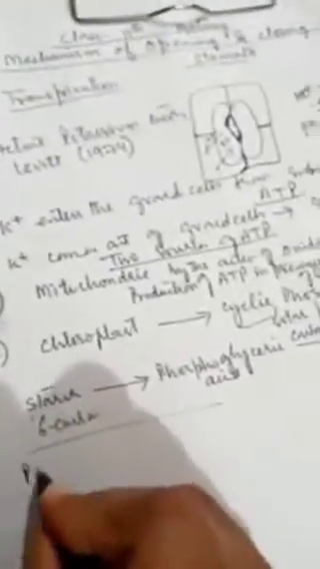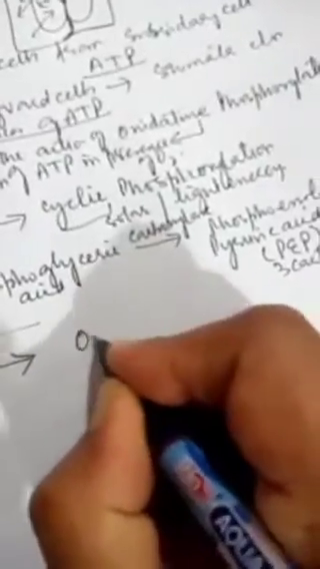So at this high pH of about 7.5, the starch in the guard cell gets converted into the 3 carbon compound, and the reaction is this. Starch gets converted into phosphoglyceric acid, and this phosphoglyceric acid gets converted into phosphoenol pyruvic acid, which is a 3 carbon compound. Now this PEP combines with carbon dioxide and forms what we call the 4 carbon compound.